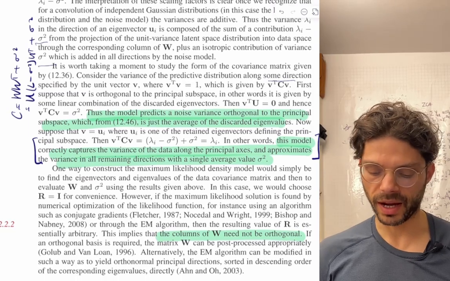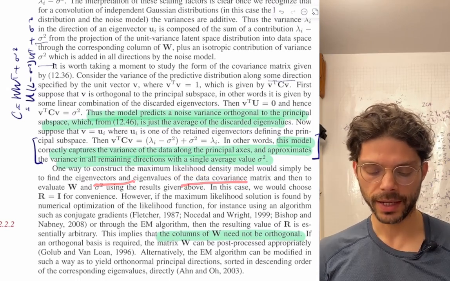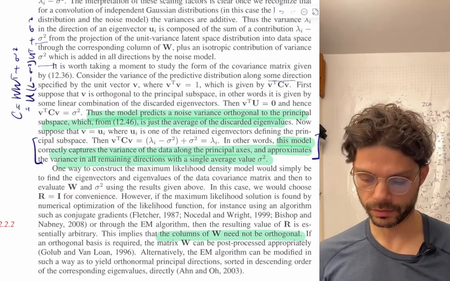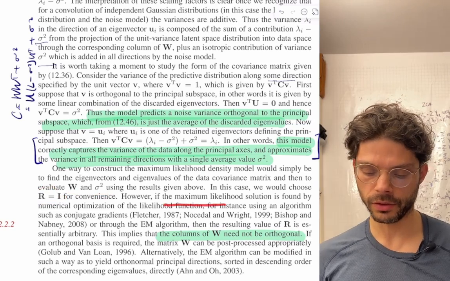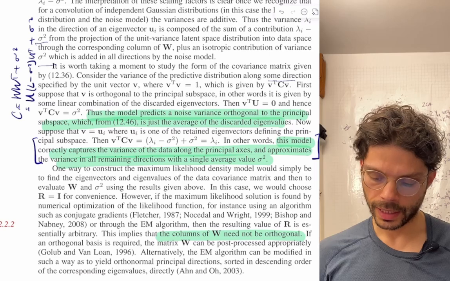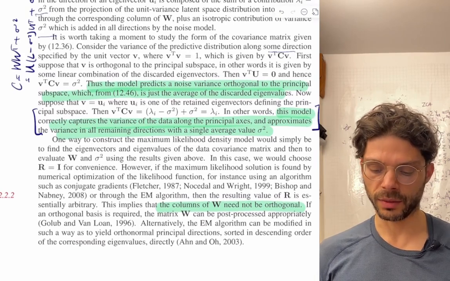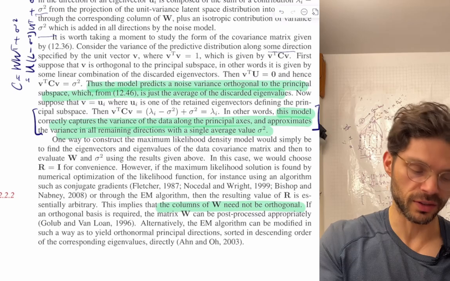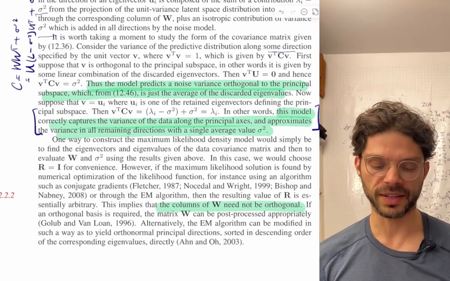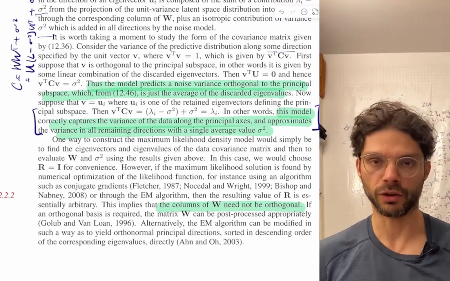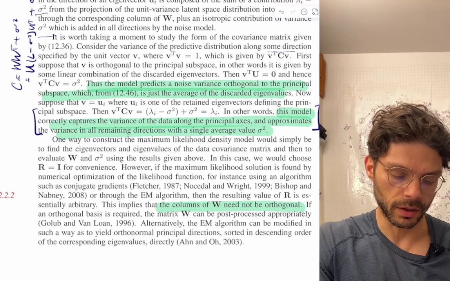One way to construct the maximum likelihood density model would simply be to find the eigenvectors and eigenvalues of the data covariance matrix and to evaluate W and sigma squared using the results above. And we could set R to be I for convenience. However, if the maximum likelihood solution is found by numerical optimization or through EM, then the resulting value of R is essentially arbitrary. This implies the columns of W need not be orthogonal. If you use some other method, you're just solving for W, so you're not explicitly setting R, and it might end up that R isn't the identity. In that case the columns are not going to be orthogonal.